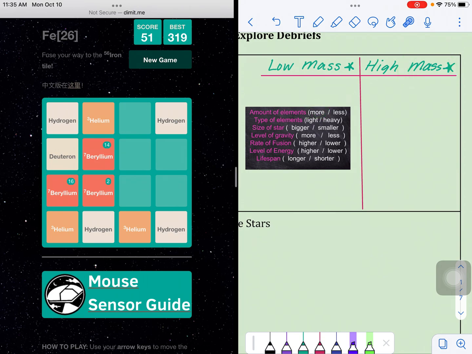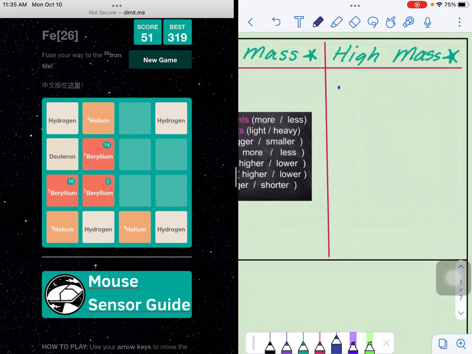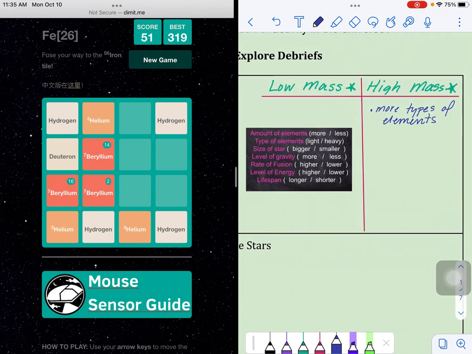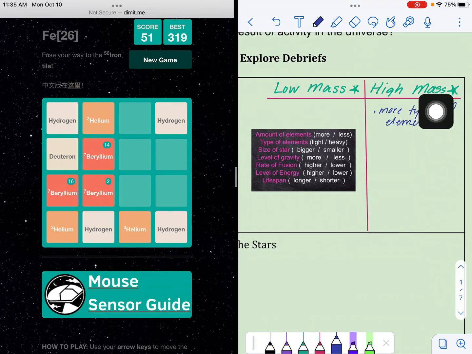But obviously, the more mass something has, the more stuff, well, it should really be ending up with more total elements. So here, what we want to make sure we do on our green sheet is not just write down the word more. That's not going to help me out later. I want to record more types of elements. That's what that really means, is that there's going to be a larger variety of elements within a high mass star because it's got more stuff, more possibility of different elements. So we got our first one.